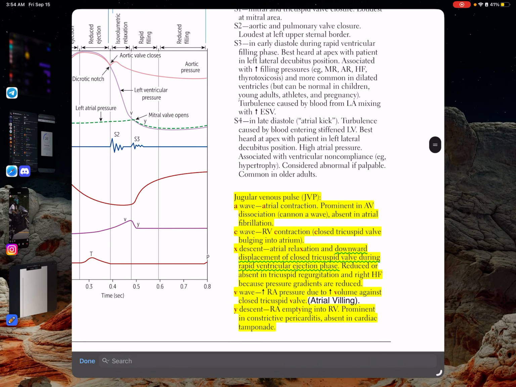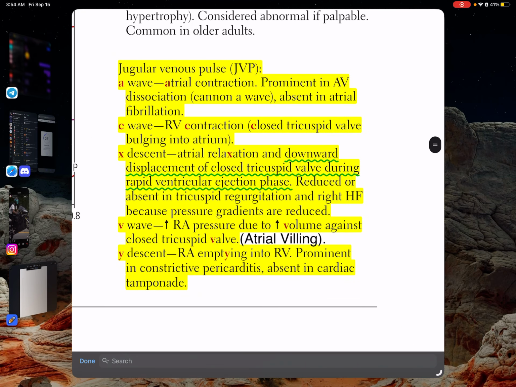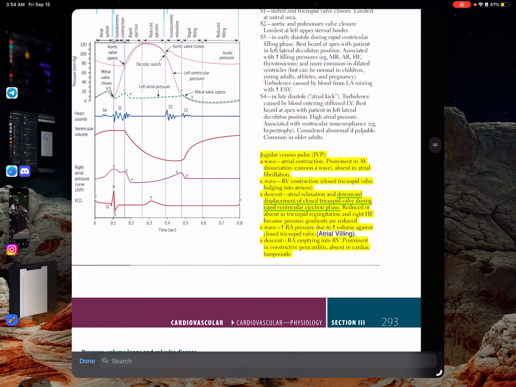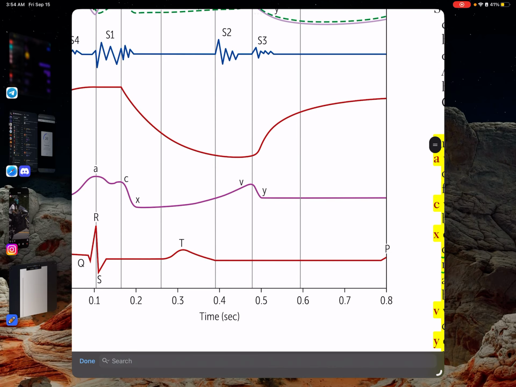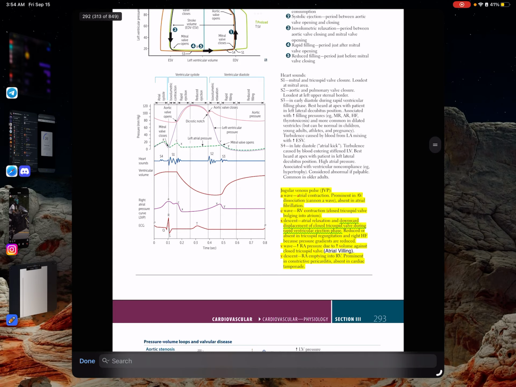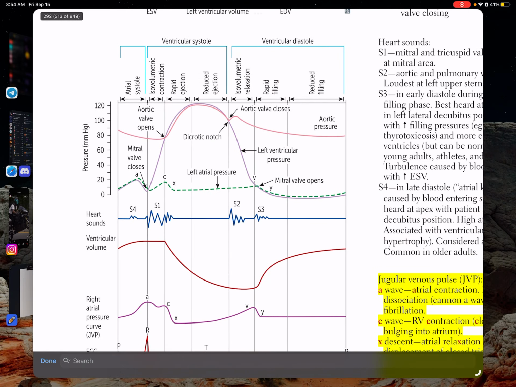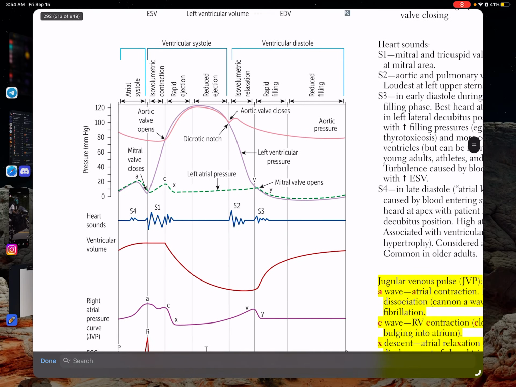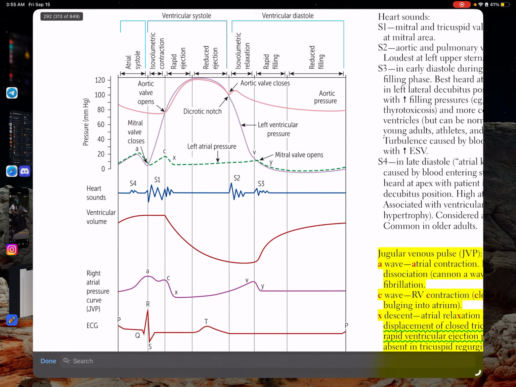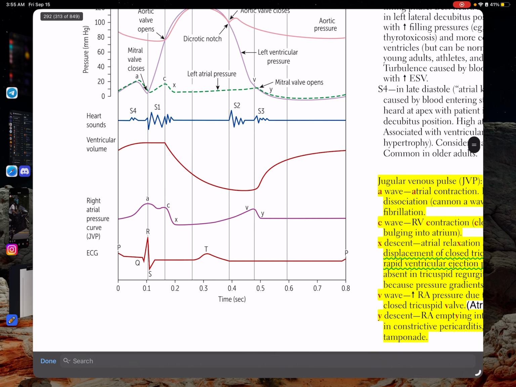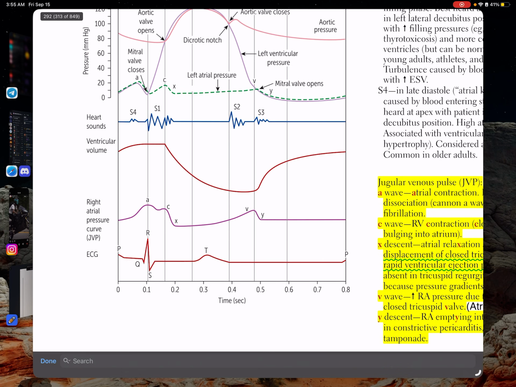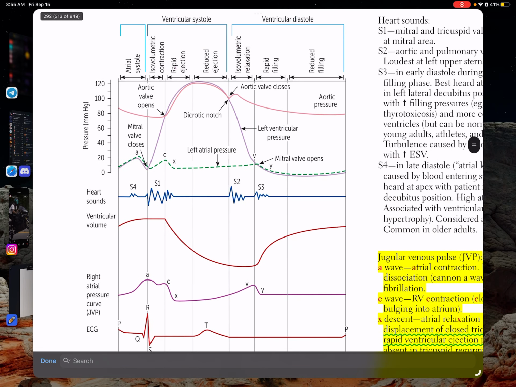X descent, atrial exit, downward displacement of closed tricuspid valve. Try to read it, and that's how I remember the V wave. It's the atrial filling, atrial villing. There's the V wave, which is this one. Okay, and what else? Dicrotic notch. We didn't forget anything, alhamdulillah. The A wave, C wave, X wave. So it's very easy, and when you understand it, it becomes very easy.